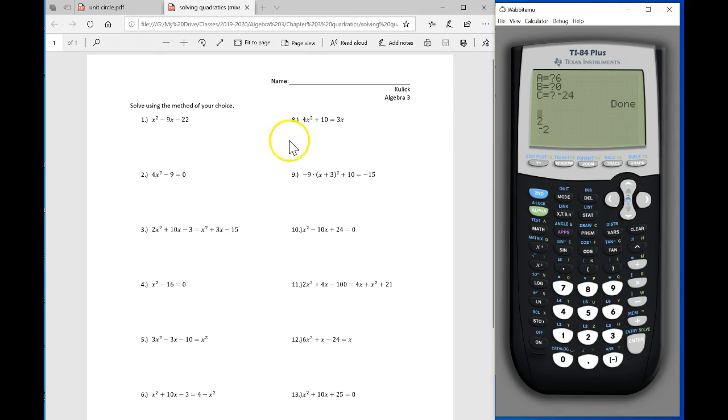Let's do another. Let's check, say, 8. So the first thing I need to do is subtract the 3x from both sides to give me 4x squared minus 3x plus 10. So if I run that program, A is 4, B is -3, and C is +10. And I press enter, and it says non-real answer. What does that mean?